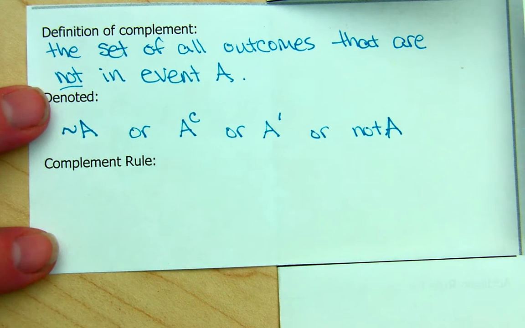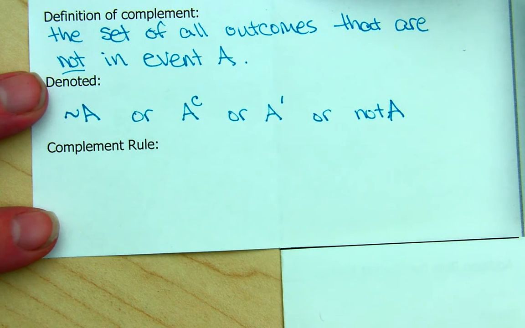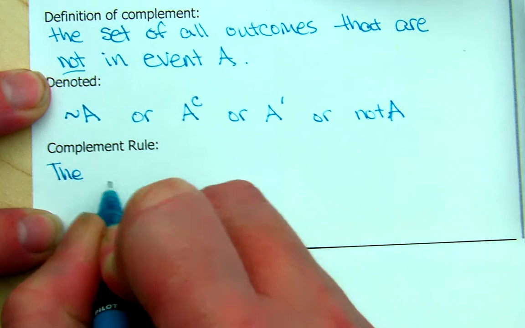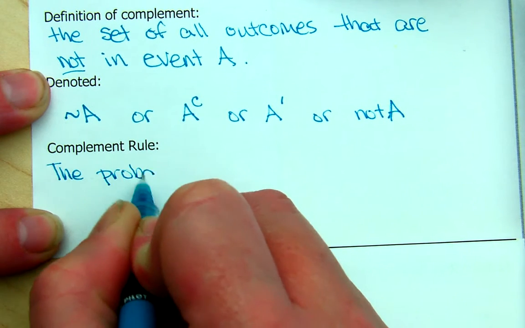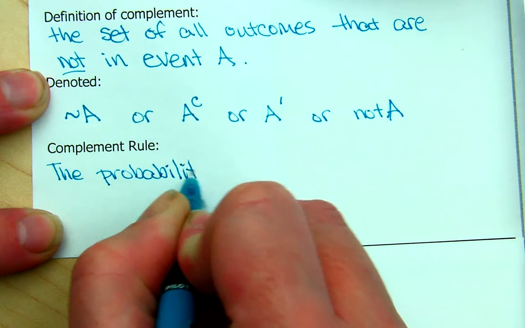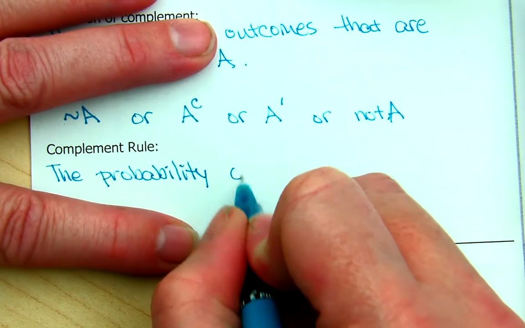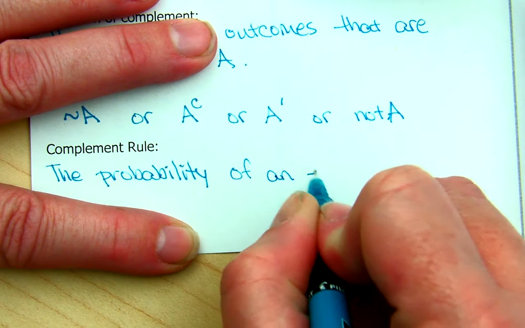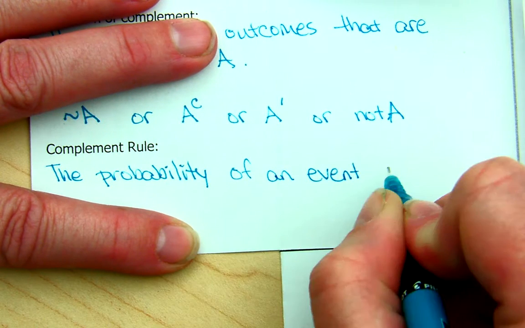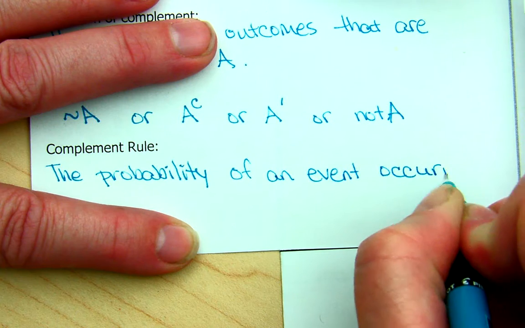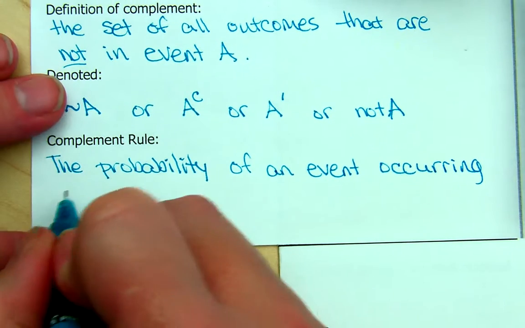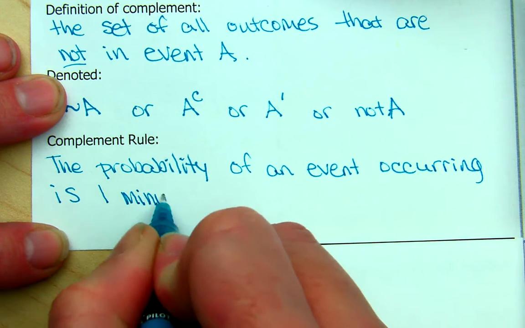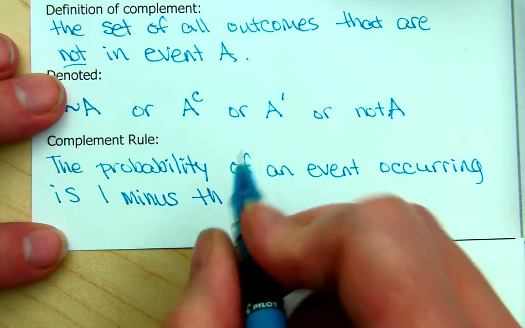So the complement rule, this is one that we use often when we're calculating a probability. So the probability of an event occurring is 1 minus the probability of it not occurring.